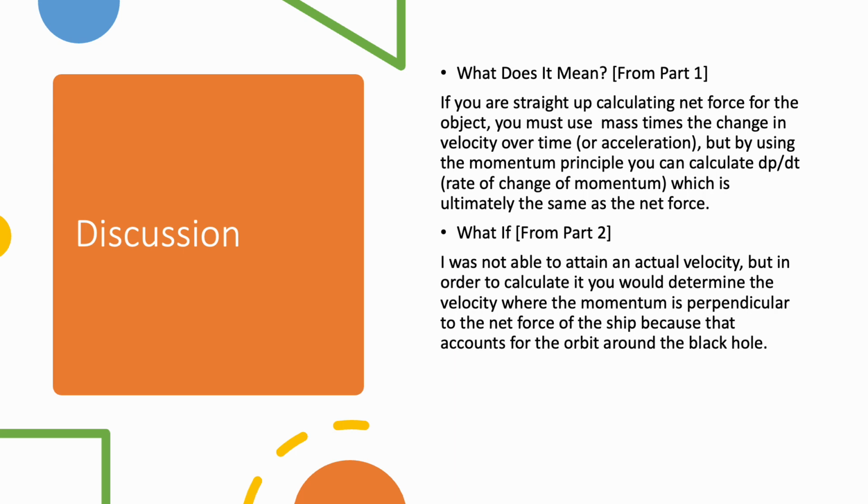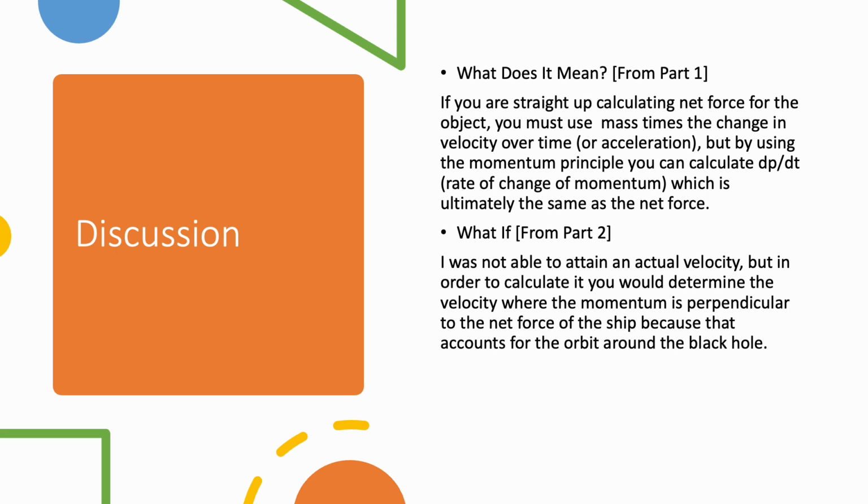What does it mean? If we look back to part one, the question is basically what's the difference between net force and the rate of change of momentum when you use one or the other. If you're straight up calculating the net force for the object, you must use mass times the change in velocity over time, or acceleration. But by using the momentum principle, you can calculate dp over dt by using different variables, not mass, which ultimately is equal to the net force, but it's not technically the same because you calculate it differently.